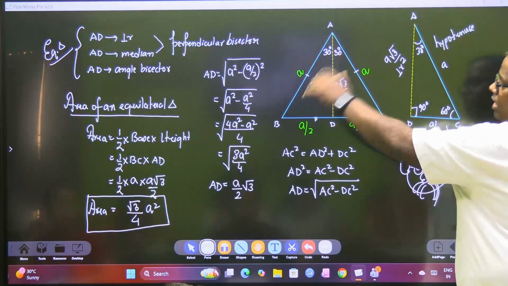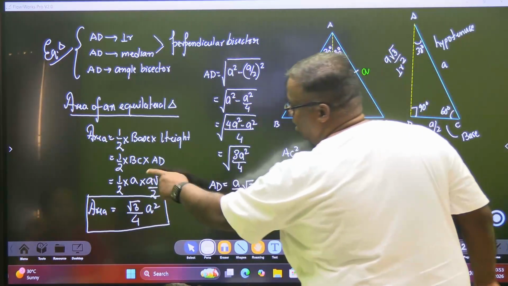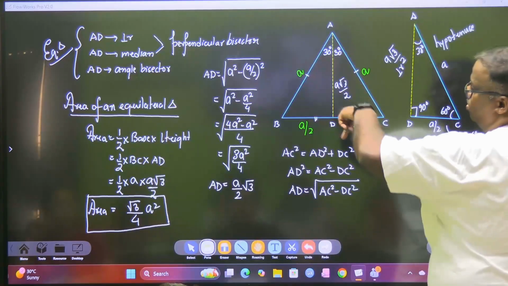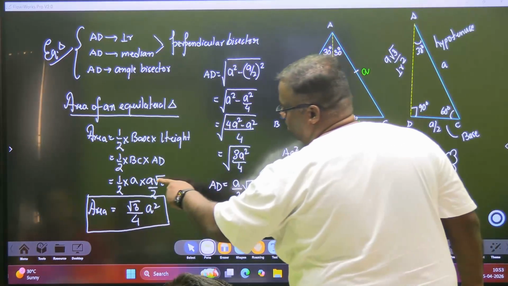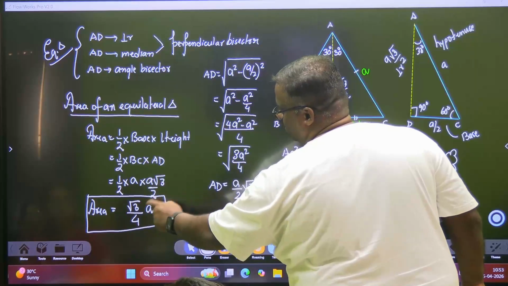It's an equilateral triangle, right? This is A, so this is also A. So half into A into the altitude. What is the altitude? You just found out. A root 3 by 2. So half into half is 4. A into A is A square.